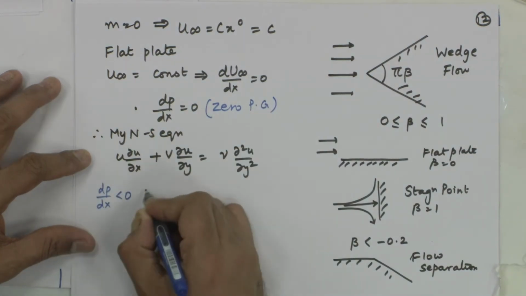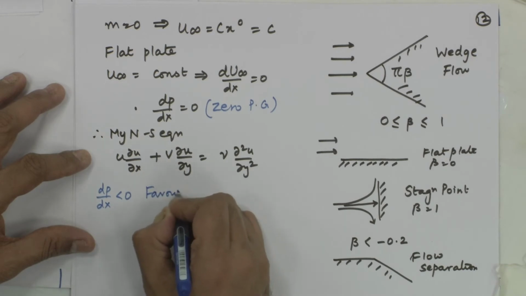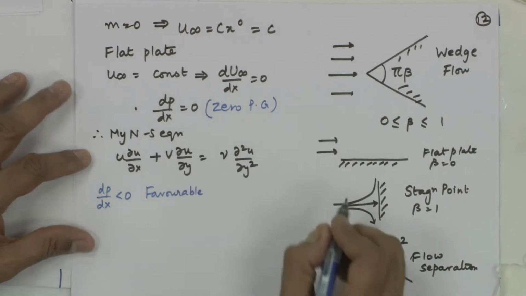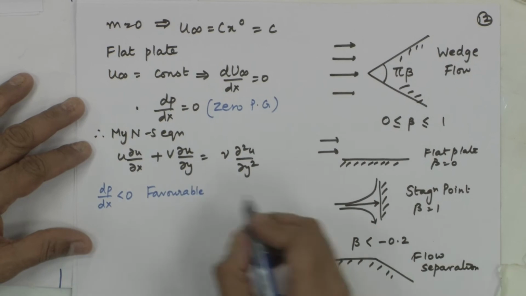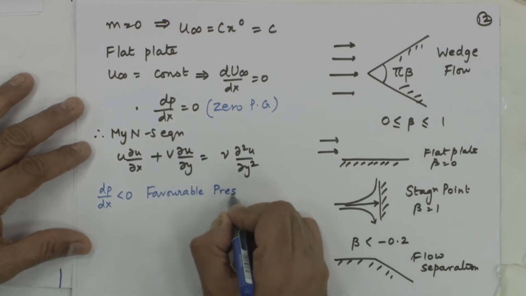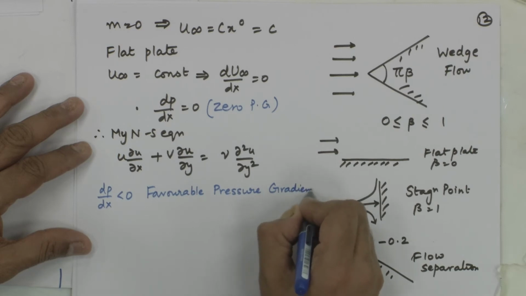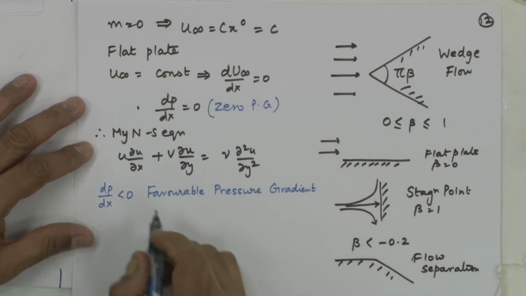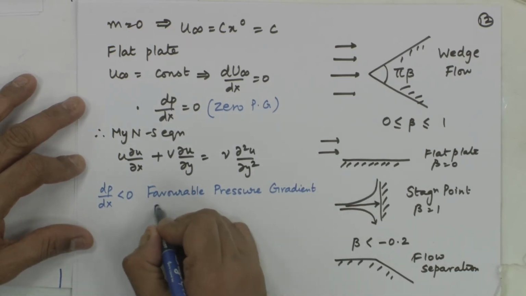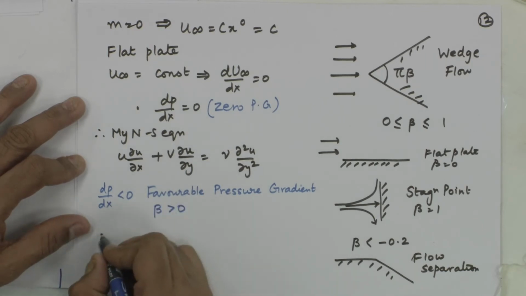So, dp by dx equal to 0 is the flat plate, zero pressure gradient. dp by dx less than 0 is a favorable pressure gradient. That means along the flow direction, pressure has to decrease. So, this is called favorable pressure gradient. This is what is needed. So, pressure decreases along the flow, it is called favorable pressure gradient. This is possible when beta is greater than 0.